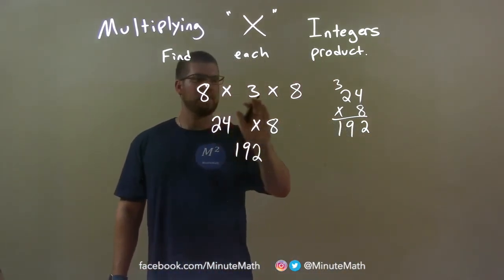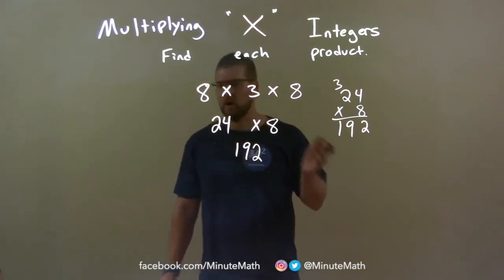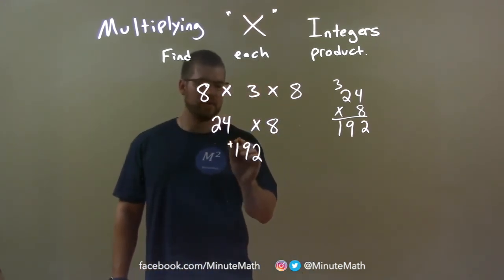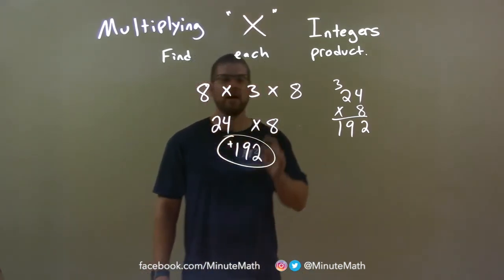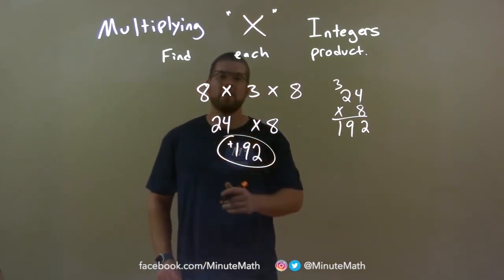And since we had a positive times a positive times a positive, it is always going to be a positive. All the positives together being multiplied is going to be positive. Final answer, positive 192.